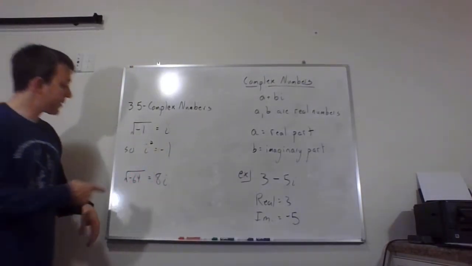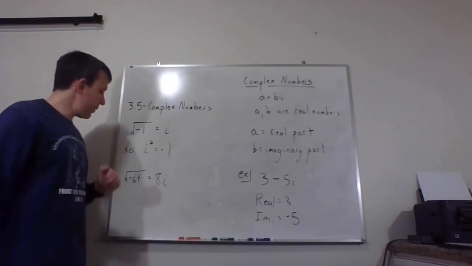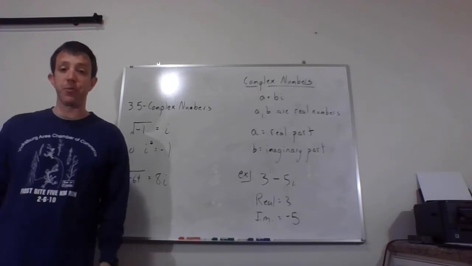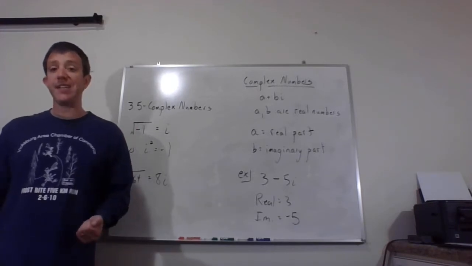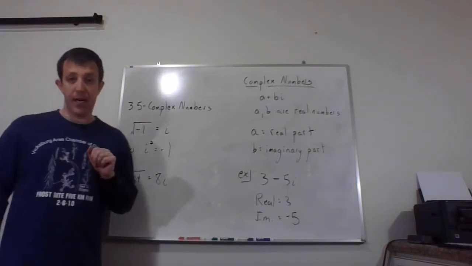All right, so I have a simplification here of a square root of a negative. I have the square root of -64. Basically, we do this the exact same way we would do any other square root. The square root of 64 is 8, but because there's a negative on the inside, I just call it 8i.